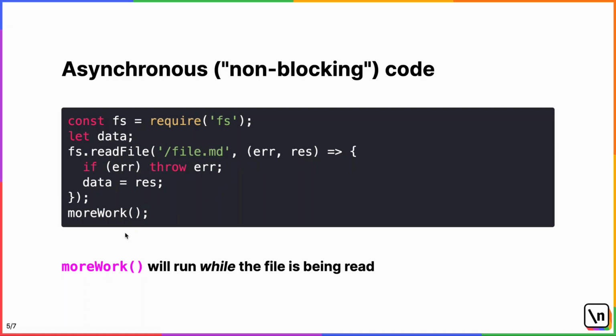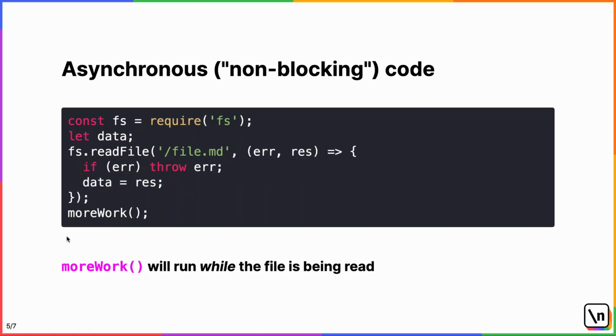This is because we're now using a readFile method, which is asynchronous and allows the use of a callback function. This callback function won't run until the former function readFile is complete. In this case, readFile doesn't block code since the moreWork function will be run while the file is being read. Whenever the reading of the file is complete, the callback function will then run.